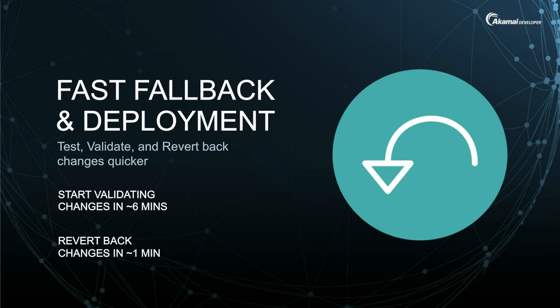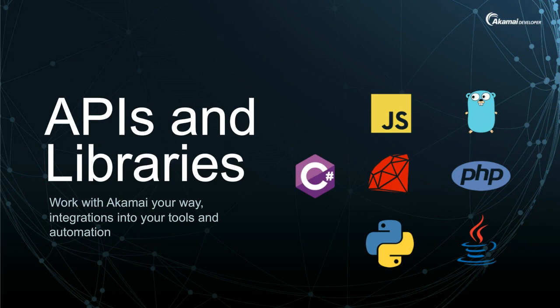One of the big pieces of feedback that we get from our customers is, yes, activations are important, but the ability to revert changes is even more important if something goes wrong. So something else that's coming out in October is fast fallback, which lets you revert your changes in about a minute. And really, all of these APIs would be useless if you didn't have a way to interact with them.